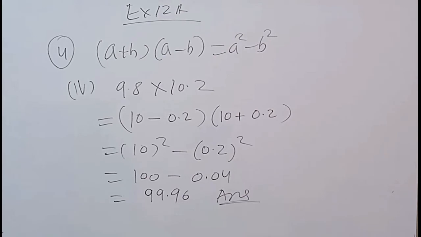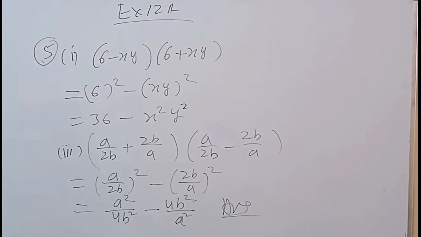So 10 square, that will give 100, and 0.2 whole square, that will be 0.04. Subtract 0.04 from 100, we will get 99.96. So the product of 9.8 into 10.2 is 99.96. So in that manner you will do question number 4, fourth part.